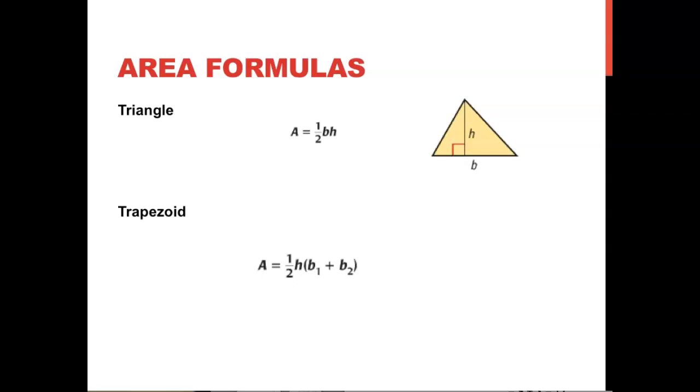And then for the trapezoid, remember we call the two sides that are parallel to each other the bases. So we have base 1 on top and base 2 on the bottom. You would add those two together. And then you see here we have the height, which is perpendicular to both bases, since the bases are parallel to each other. And you find the area as 1/2 times the height times the sum of the bases.